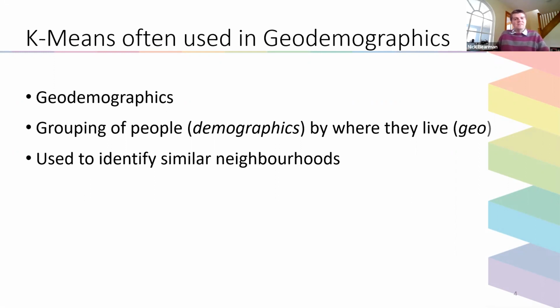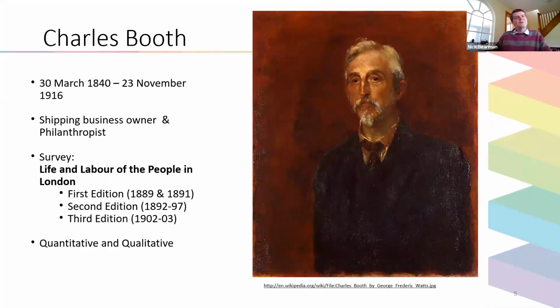So what are geodemographics? It's the grouping of people, which is the demographics bit, usually by where they live. So that's where the geo comes in. And we use this process to identify similar neighborhoods. And the similar can apply to a range of different things. And the principle has been around for quite a long time.